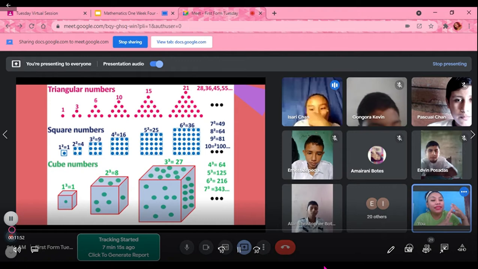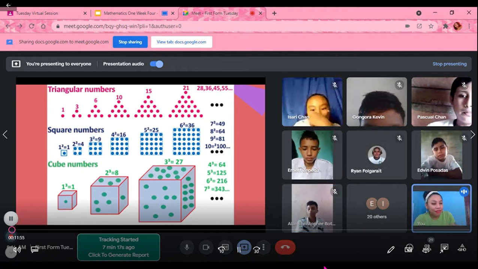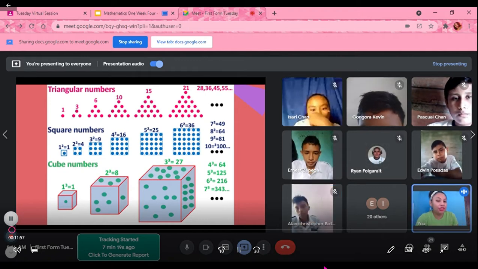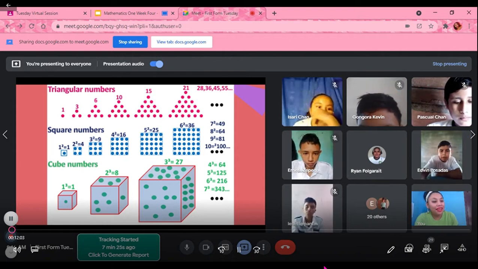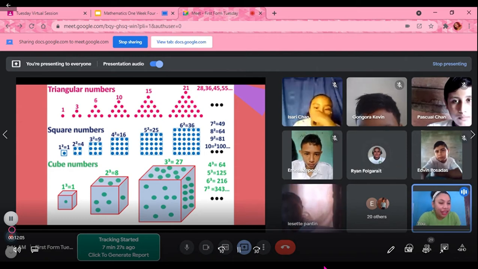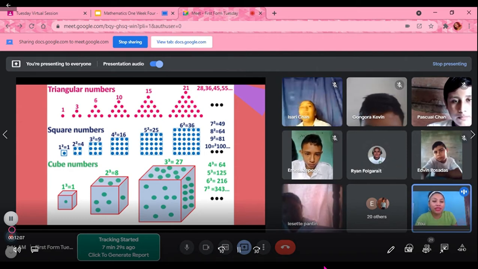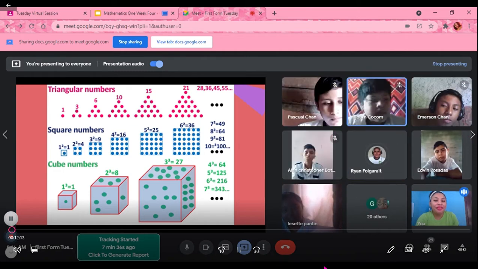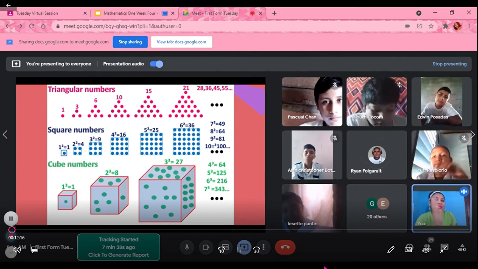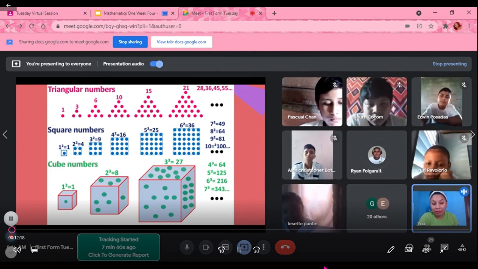3. Very good. The following number is going to be 1 plus 2 plus 3. How much does that give you? 6. Very good. 6. The following number is going to be 1 plus 2 plus 3 plus 4. 10. The following number is going to be 1 plus 2 plus 3 plus 4 plus 5.